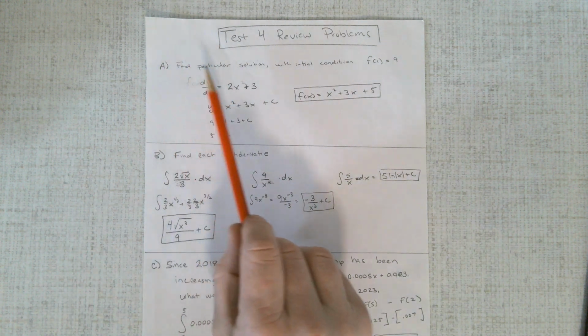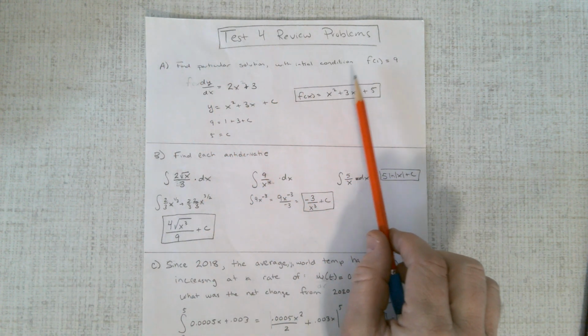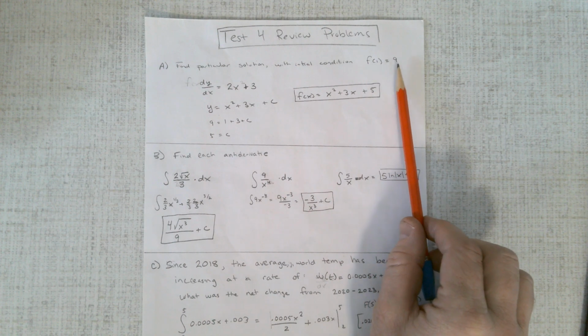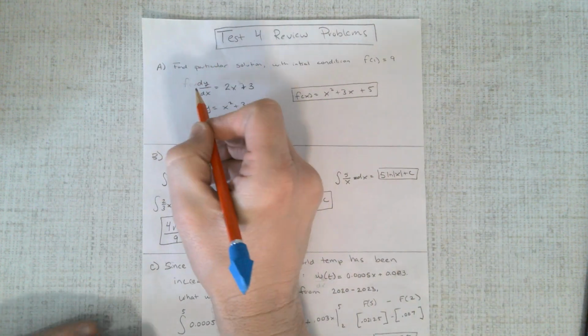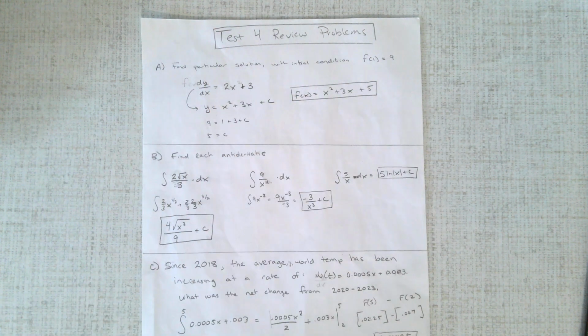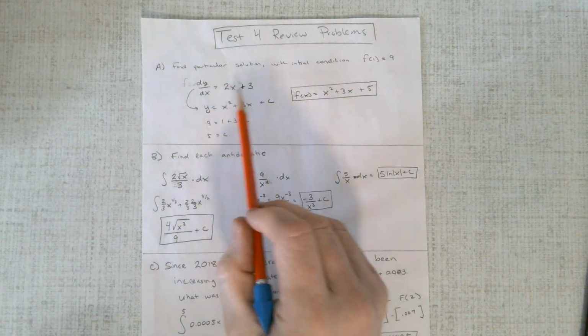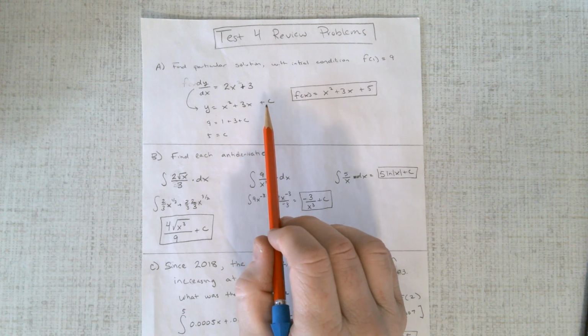Number 1 says find a particular solution with initial condition f of 1 is 9. Well, this is a differential equation. If I integrate it, the antiderivative is y equals x squared plus 3x plus c.